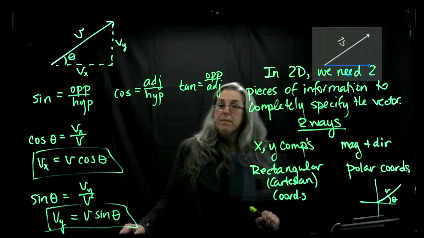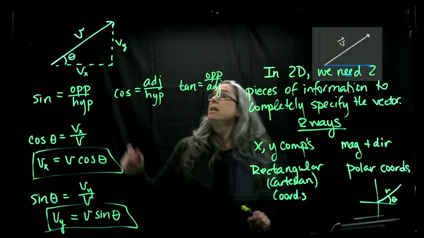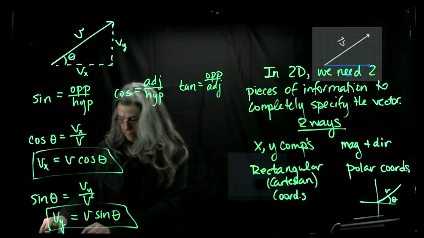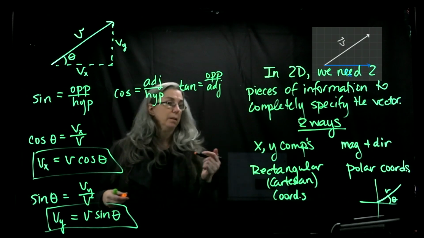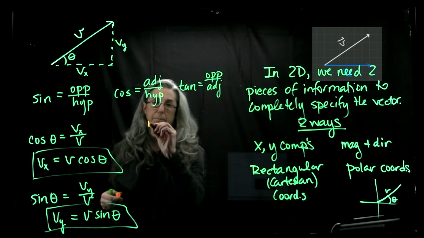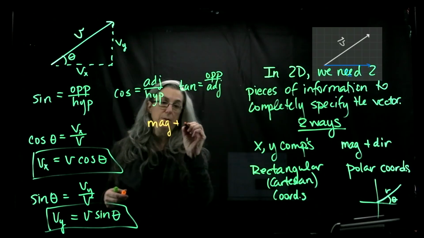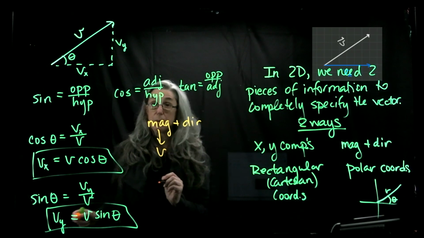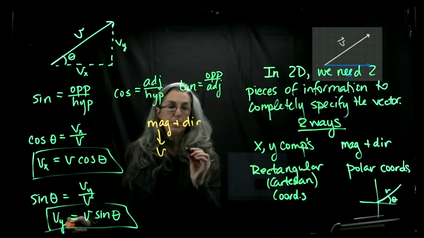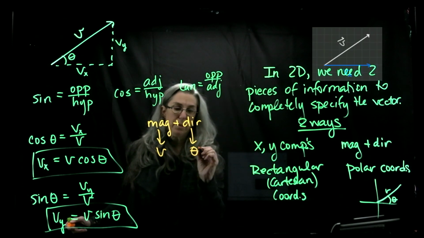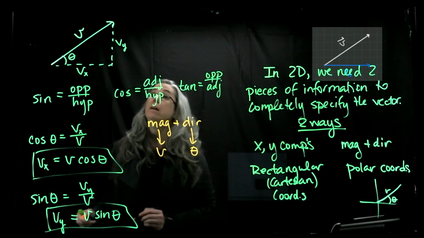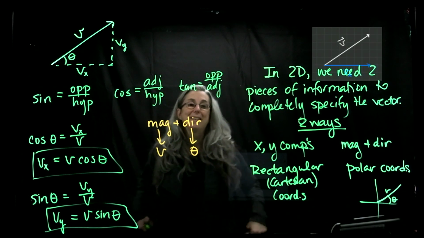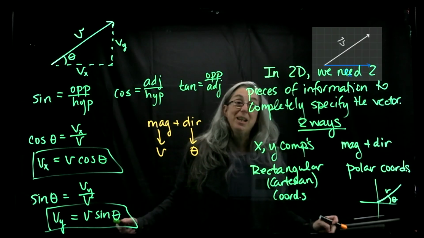So if you have the magnitude and direction, that corresponds to the length, the size. The magnitude corresponds to the V, the length of the hypotenuse, and the direction corresponds to theta. V, in this case, just stands for any vector.